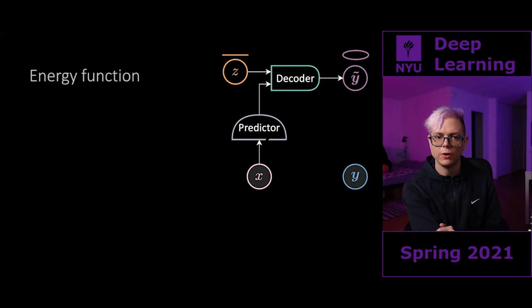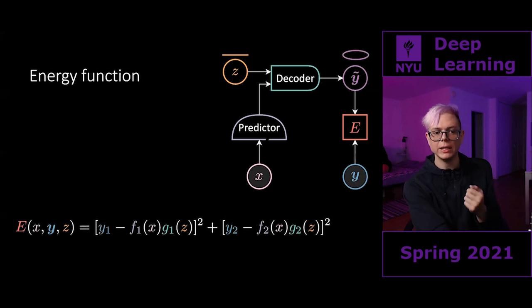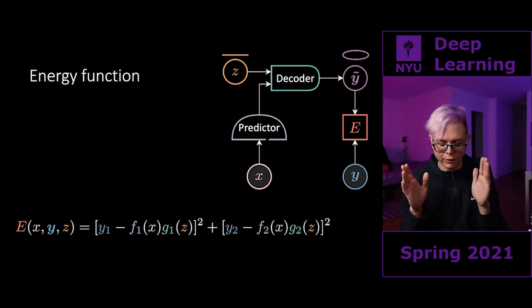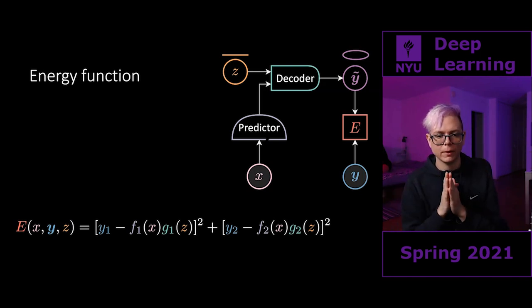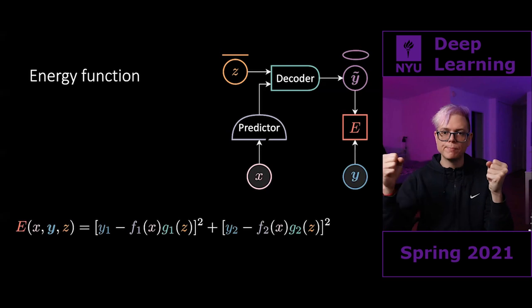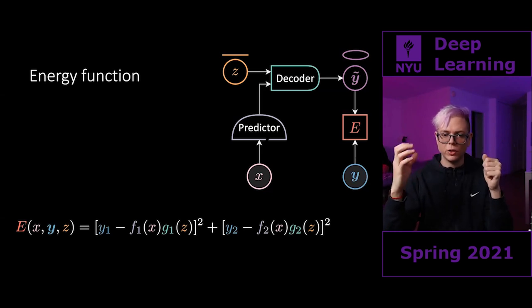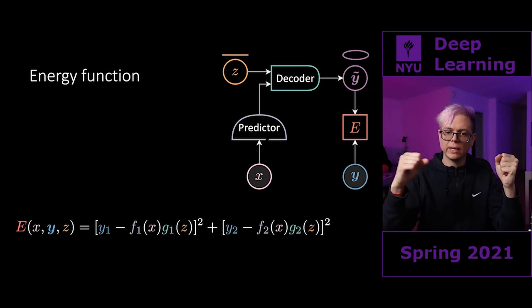Okay. Awesome. So energy function. How do I define the energy function? You already know. My energy function is going to be this red box on the right hand side connecting my Y tilde, my belief for what the Y should be, and the observed Y. So in this case, my energy E of X, Y, and Z, and this is finally the full formulation, is going to be, as we just noticed before, the squared Euclidean distance between my y observation and my predicted y, right? So you have y1 minus this first component, f1 times g1, squared, plus y2 minus f2 times g2, squared.